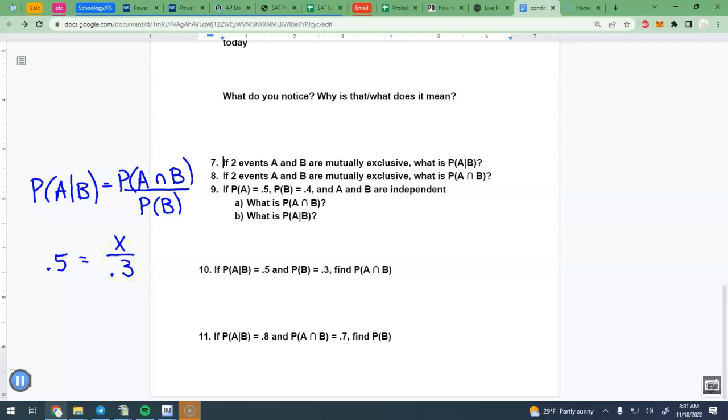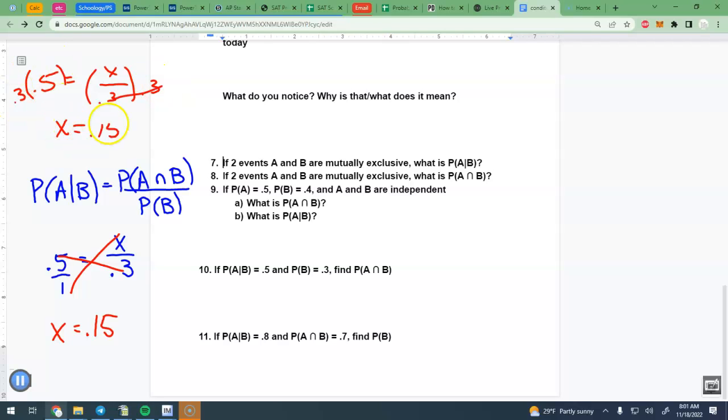So, again, mind-blowing Algebra 1 lesson here, if you're ready. Throw that over 1. And if you have a fraction equal to a fraction, you cross multiply. Or some of you might have just been like, I'm just going to multiply both sides by 0.3. That's the same thing. Did you get 0.15?